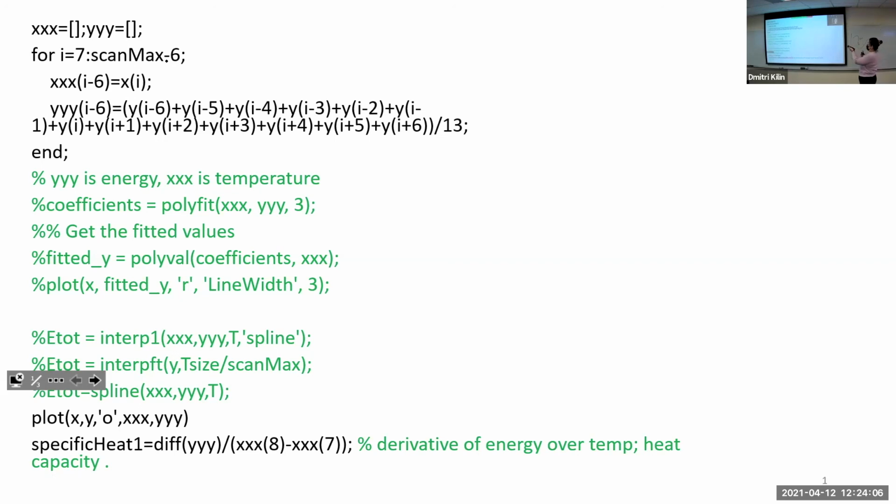That's the reason why we do the average of y i minus 6, whole divided by 13, and that is what we get. Specific heat 1 is what we get from taking the derivative of y, which is the energy, over our delta temperature. From the definition, we know our heat capacity is the derivative of energy over temperature.